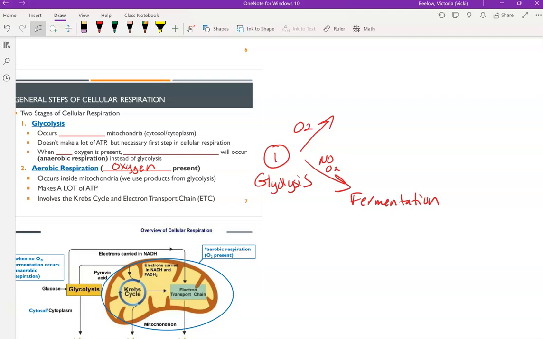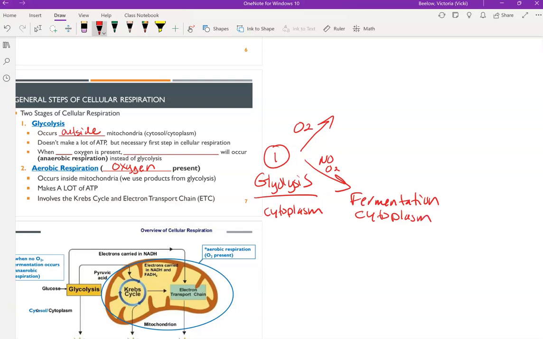So glycolysis is happening outside the mitochondria in the cytoplasm. Technically, that process is anaerobic because we're not using oxygen. So this is happening outside the mitochondria in the cytosol or the cytoplasm. And then if we don't have oxygen present, we're not going to have the normal steps that we see. We're going to see fermentation take place, which also happens in the cytoplasm.